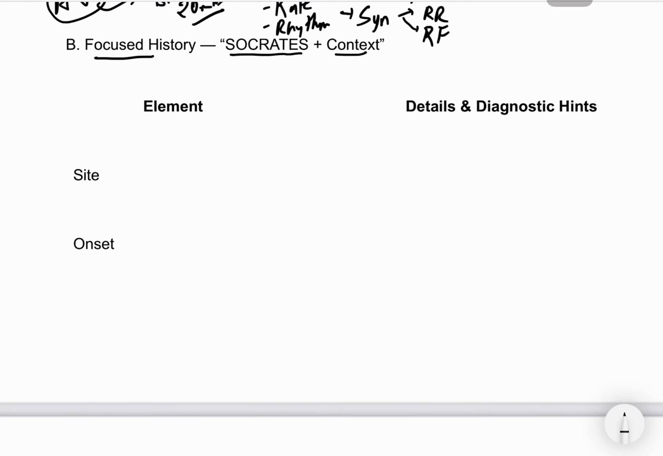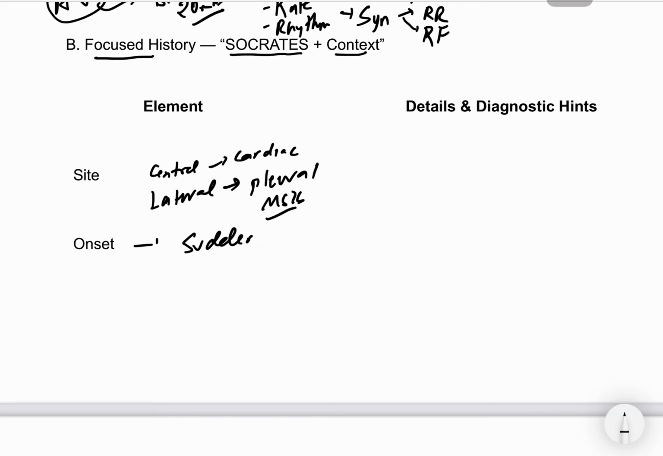Talking about the site, if the patient has central chest pain, that's basically cardiac in origin. If it's lateral chest pain, it can be due to pleural or musculoskeletal pain, basically lateral. Onset can be sudden onset or gradual onset.